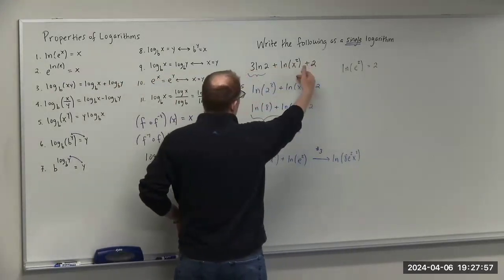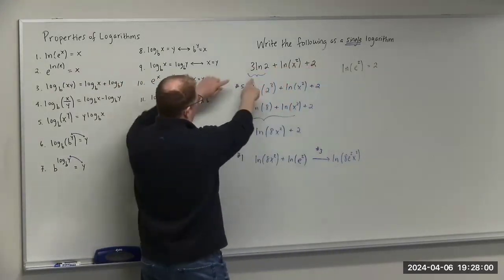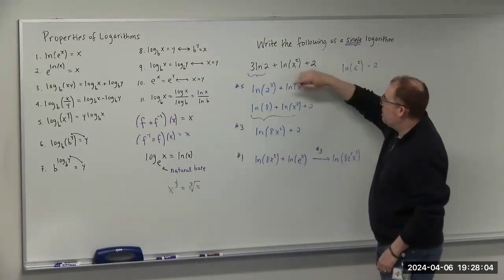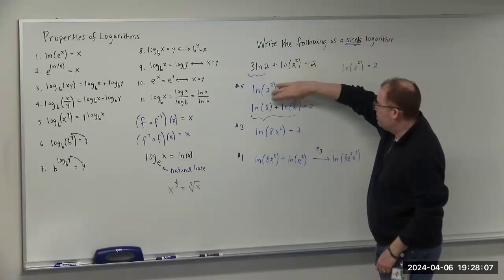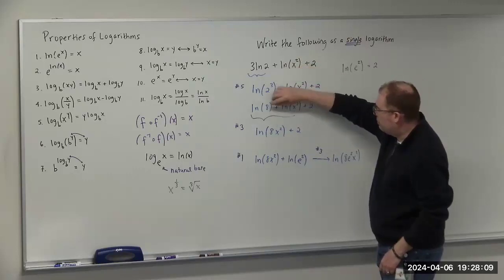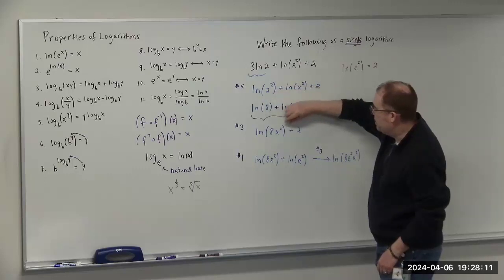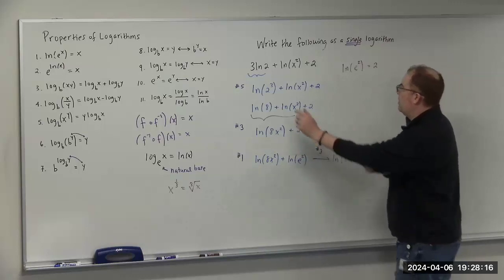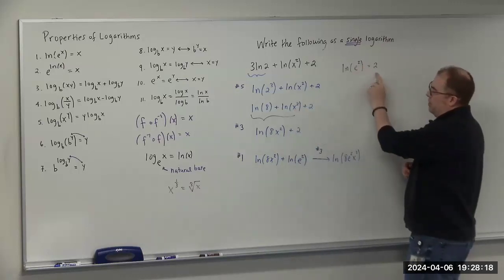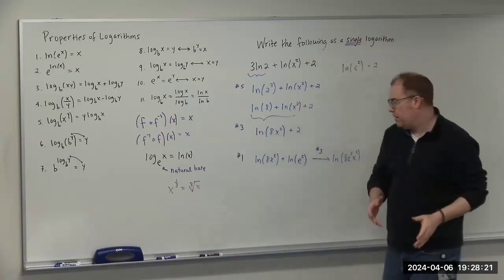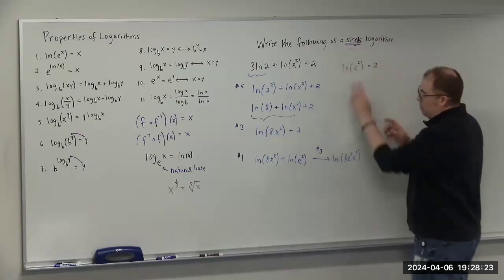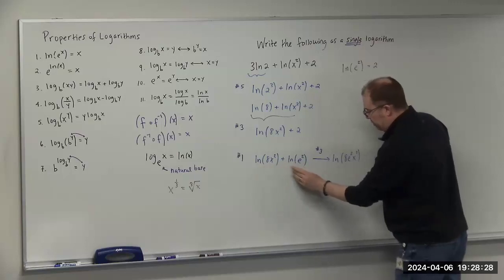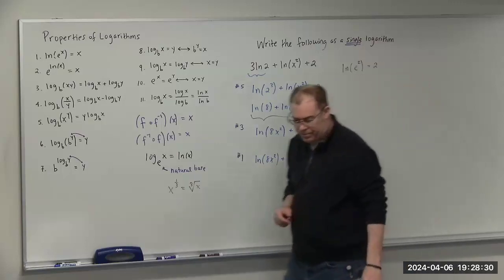Okay, so we start off, we took care of the coefficients, three, and you put three up here. And then we consolidate this one, natural log of the product of eight and x squared. And then we use this idea: you can express two in terms of a natural log, natural log of e to the second power equals two. The reason we did that is because we need to put everything under a single logarithm. So by doing this, we can consolidate this using number three.